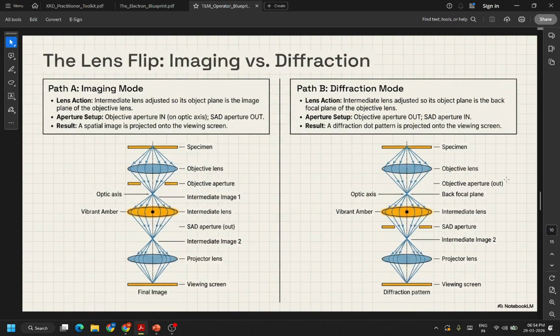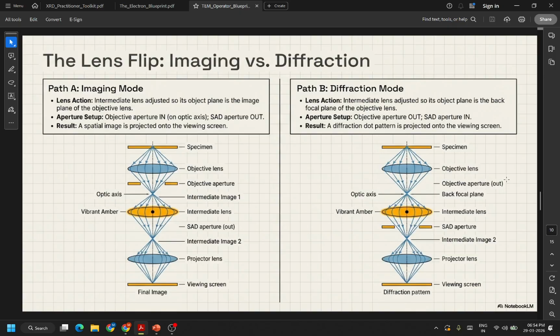So in imaging mode, the lens action would be, the intermediate lens is adjusted so its object plane is the image plane of the objective lens, and the objective aperture is inside, that is on the optical axis, and the SAD aperture is outside, and the result is that a spatial image is projected on the viewing screen.